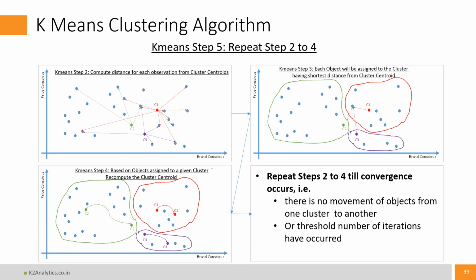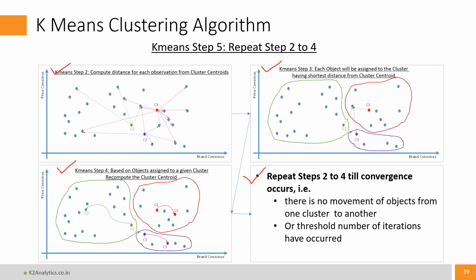I repeat step 2: compute distance of each object from the new cluster centroids. I repeat step 3: each object will be assigned to the cluster having the shortest distance from the cluster centroid. I repeat step 4: based on objects assigned to the given cluster, recompute the cluster centroid. How many times do I repeat? Repeat steps 2 to 4 till convergence occurs.